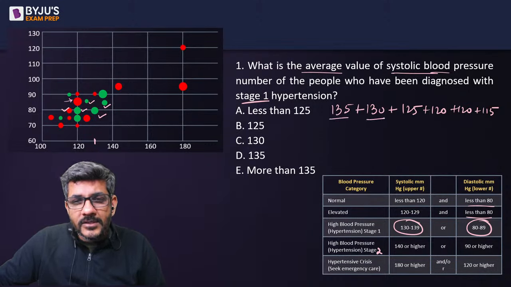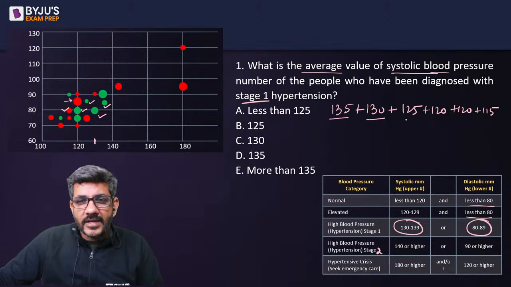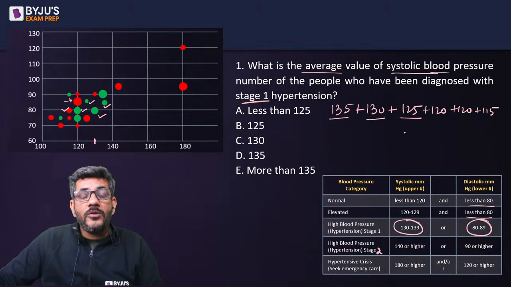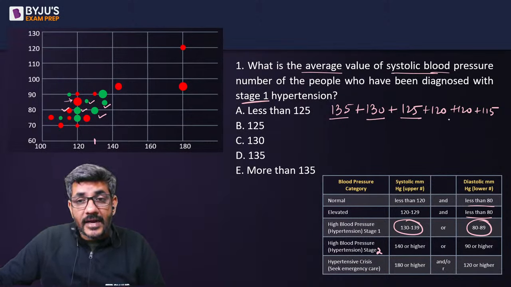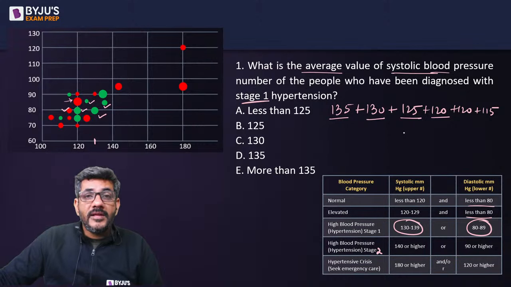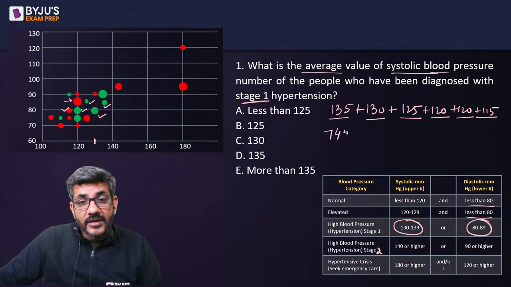So 135 plus 130 is equal to 265. 265 plus 125 is equal to 390. 390 plus 120 is 510. 510 plus 120 is 630. 630 plus 115 is 745.